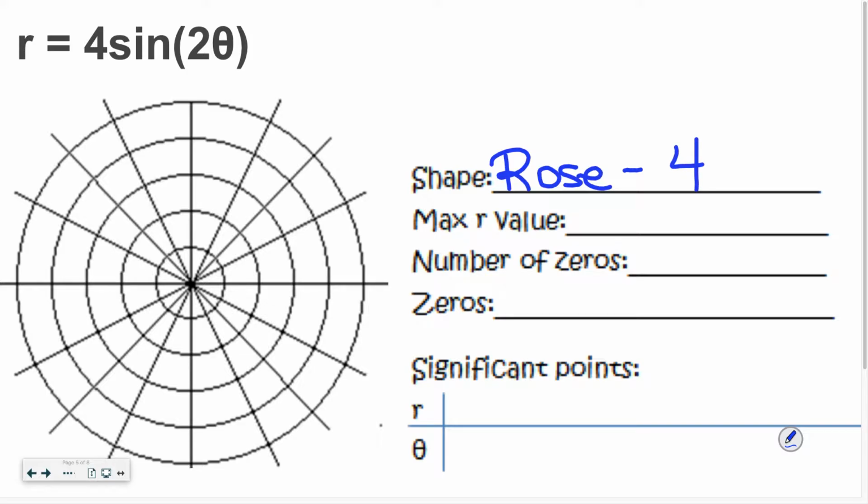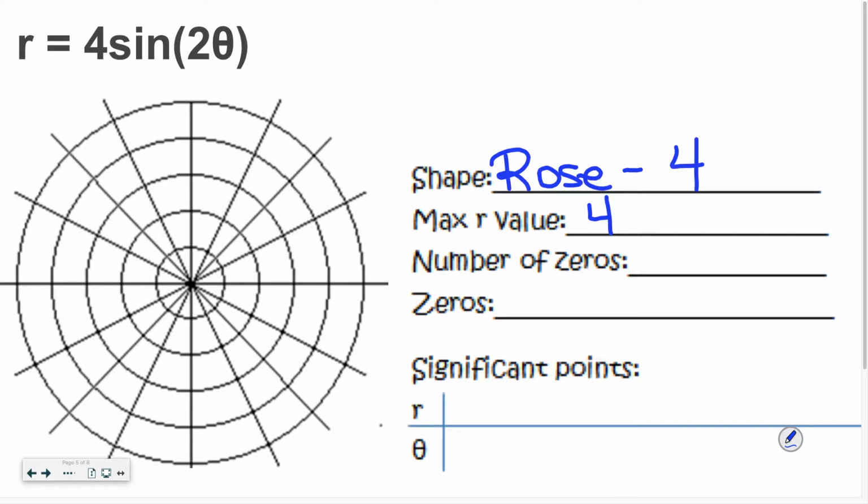There are 4 petals. N is 2, which is an even number, so we double it for the number of petals. Okay? Coincidentally, A is 4, which means our petals are of length 4.